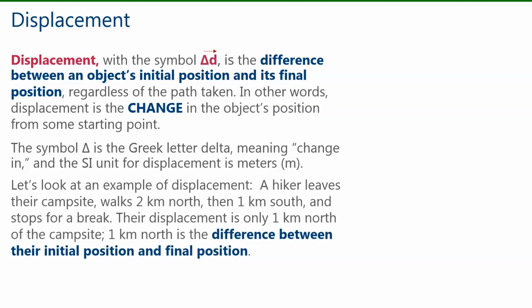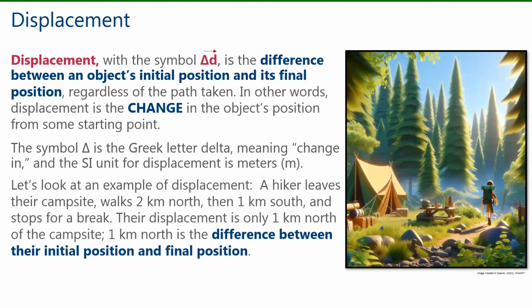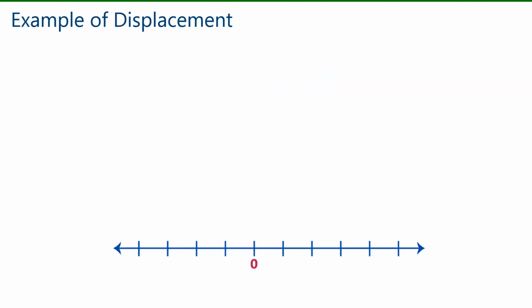Let's look at an example of displacement. A hiker leaves their campsite, walks 2 kilometers north, then 1 kilometer south, and stops for a break. Their displacement is only 1 kilometer north of the campsite. 1 kilometer north is the difference between their initial position and final position. Let's look at another example of displacement.